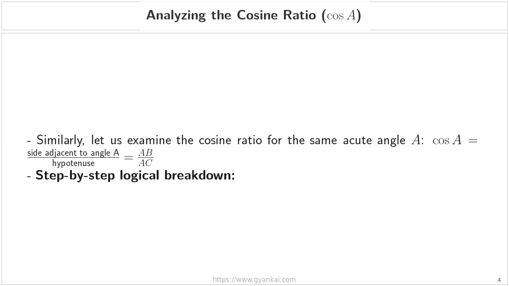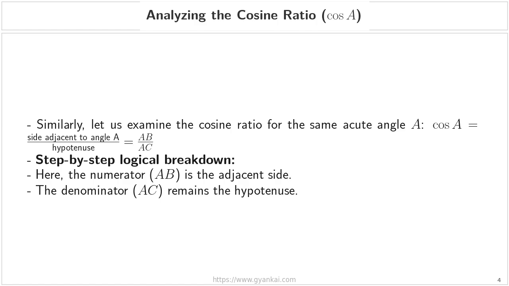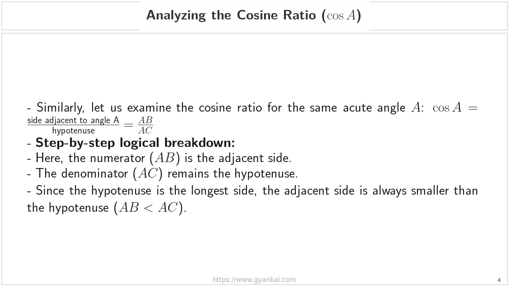To make sure we really understand why this happens, let's go through a step-by-step logical breakdown. First, identify the parts of our fraction. Here, the numerator, which is side AB, represents the adjacent side. The denominator, which is side AC, remains the hypotenuse. Now, let's recall the fundamental property we discussed in the previous slide. The hypotenuse is always the longest side of a right-angled triangle. This means that the adjacent side, AB, must always be smaller than the hypotenuse, AC. In mathematical terms, we say AB is less than AC.